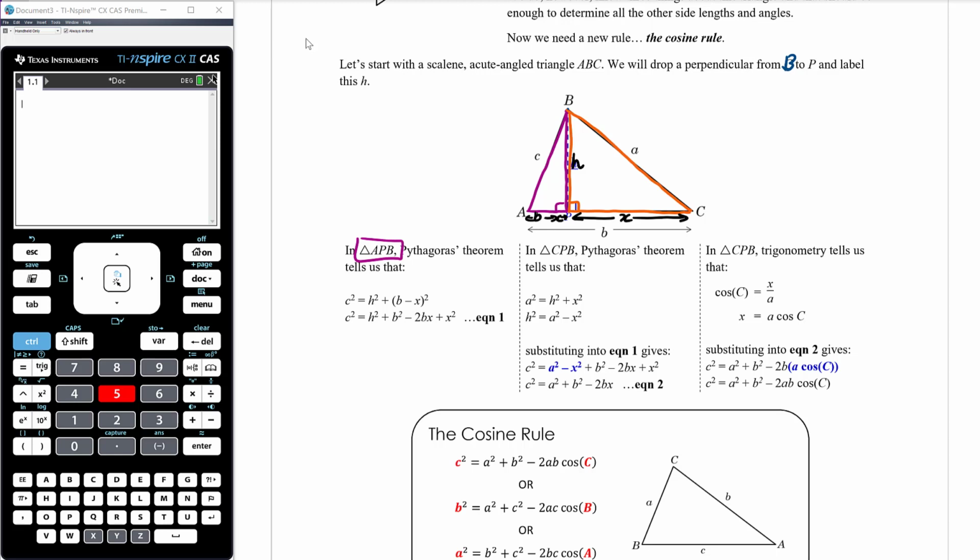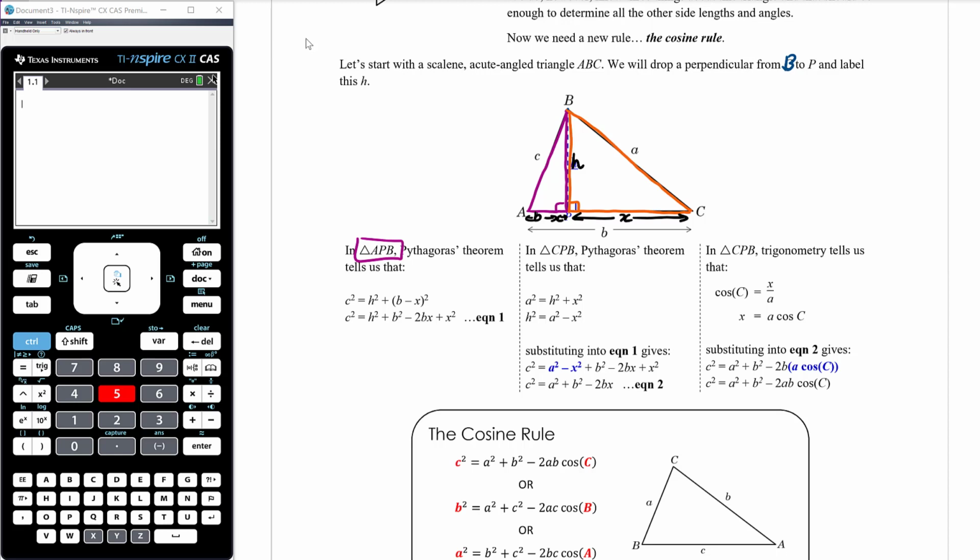So when I use Pythagoras in the purple triangle, I know that c squared, which is the hypotenuse of the purple triangle, is equal to h squared plus (b minus x) squared. And I can expand out these brackets to get b squared minus 2bx plus x squared. I'm going to leave that there for a minute.